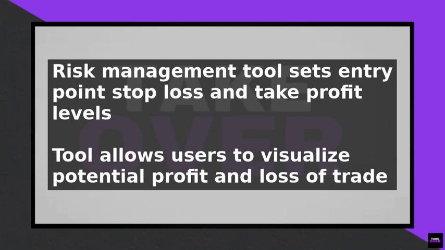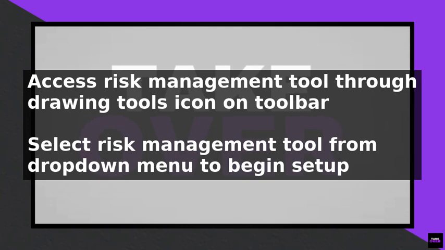Once you have selected the risk management tool, click on the chart to set the entry point of your trade. Then, click on the chart again to set the stop-loss level. The stop-loss level is the price at which you will exit the trade if it does not go in your favor. Next, click on the chart again to set the take-profit level. The take-profit level is the price at which you will exit the trade if it is profitable.